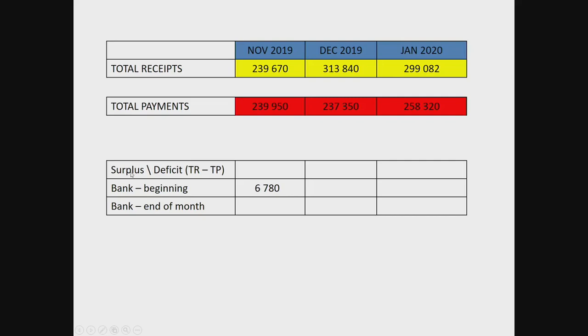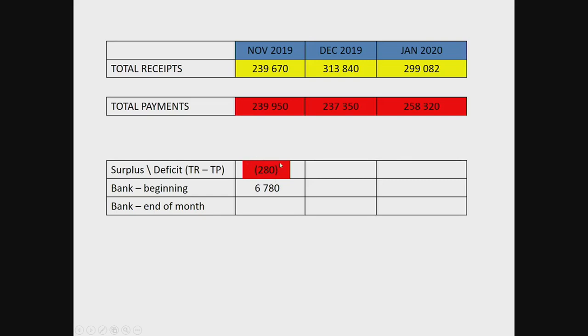Then they've got a line, cash surplus or deficit. The surplus or deficit is nothing more than the total receipts minus the total payments. Even if the total payments is more than the receipts, we're still going to say total receipts minus total payments. So in November's case, we're going to say 239,670 minus 239,950. Can we see that the November payments is more than the November receipts? So now we'll have a deficit in that column over there. And that will be shown in brackets, or we can have a minus in front.